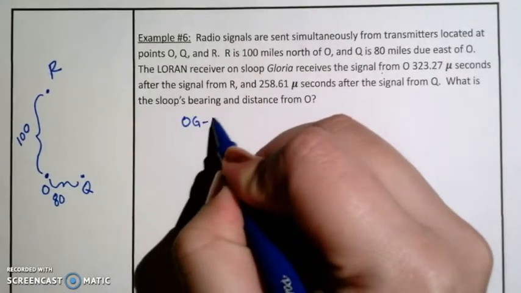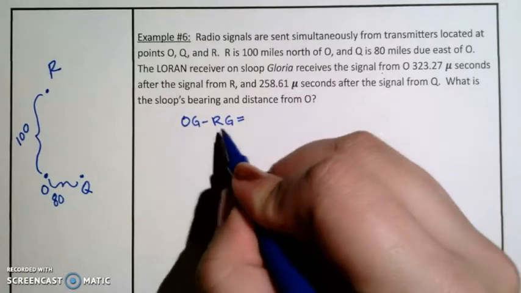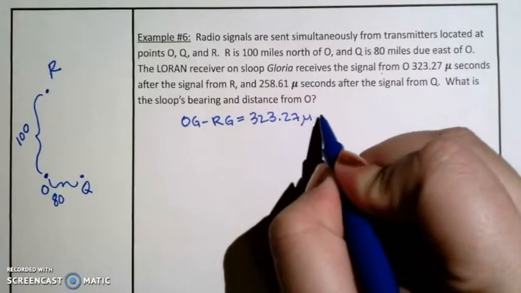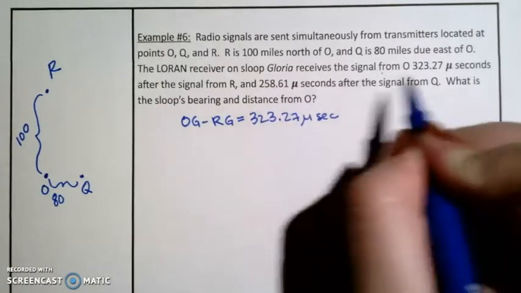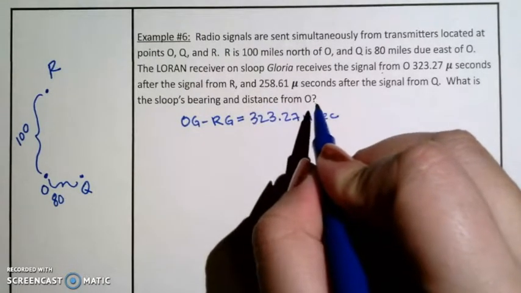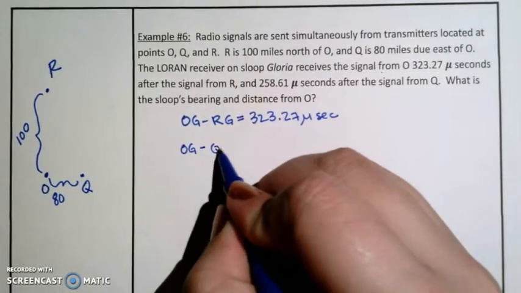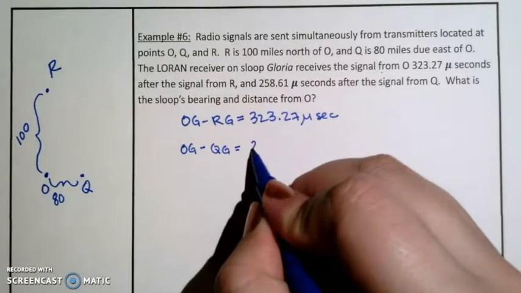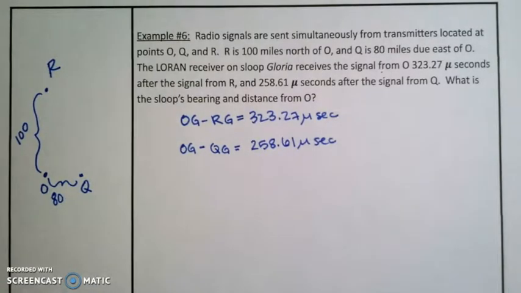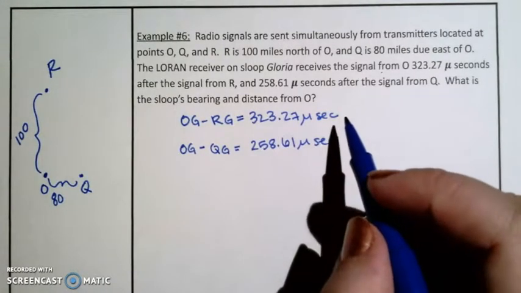So from O to G minus R to G, the difference in the time that it took to travel these two distances is 323.27 microseconds. And from O to Q, OG minus QG equals 258.61 microseconds. Now what we have to recognize is that microseconds is not a unit of distance.